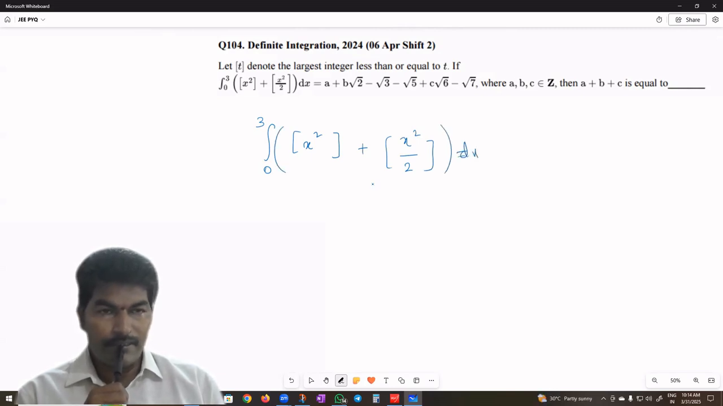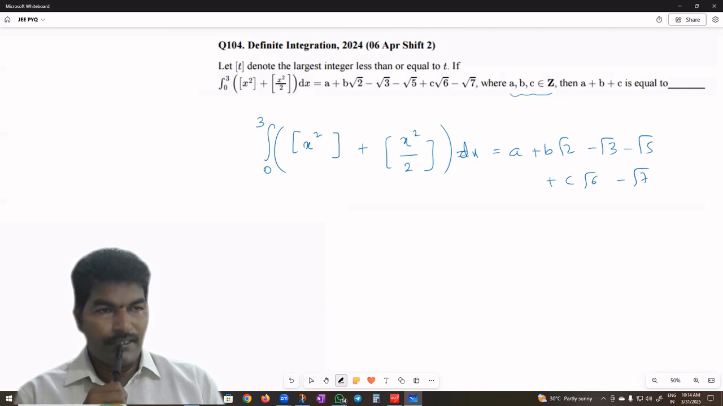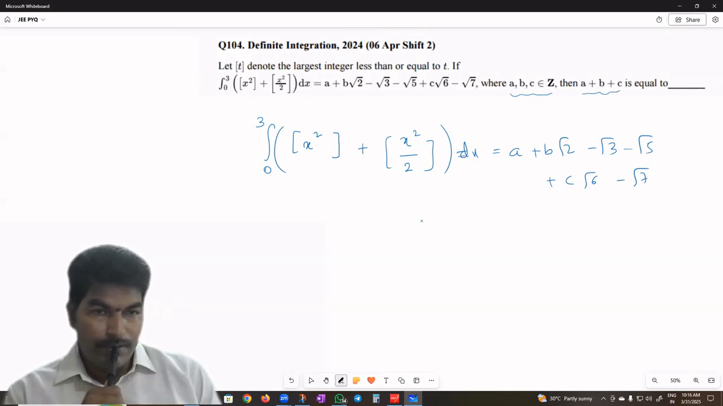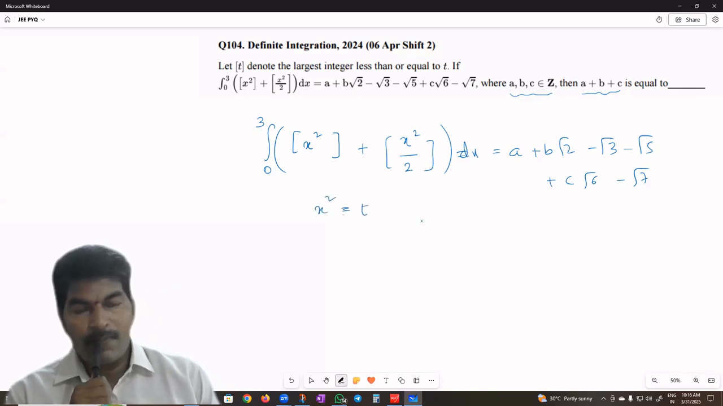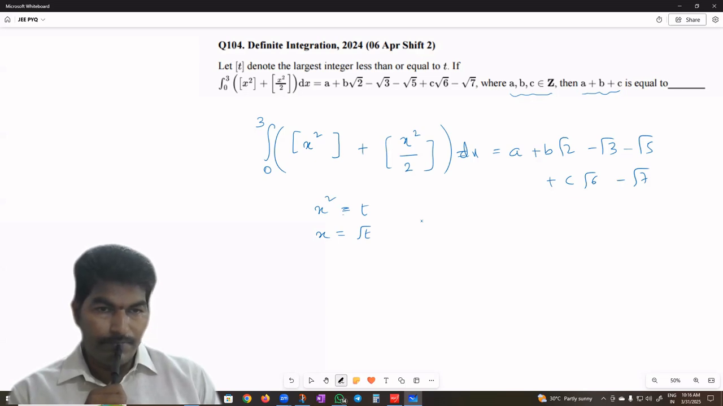If you solve this integral, they are saying that the value is equal to a plus b into (√2 minus √3 minus √5) plus c into (√6 minus √7), and a, b, c are integers only. Then what is a plus b plus c? You have to take x² as t, then x automatically becomes √t.